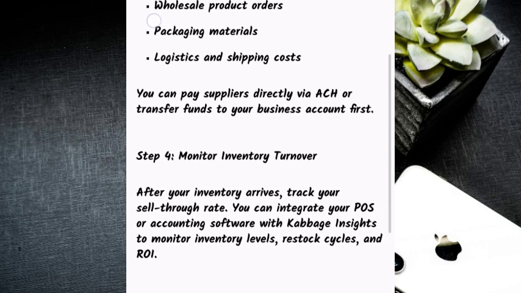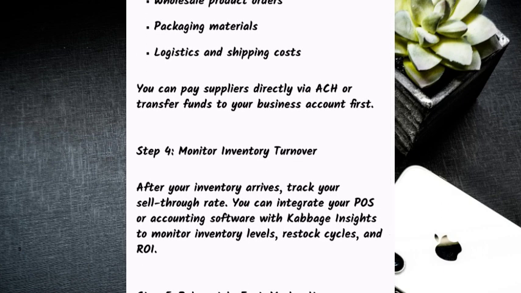Step 3. Place orders with suppliers. Now use the capital to pay for wholesale product orders, packaging materials, or logistics and shipping costs. You can pay suppliers directly via ACH or transfer funds to your business account first.